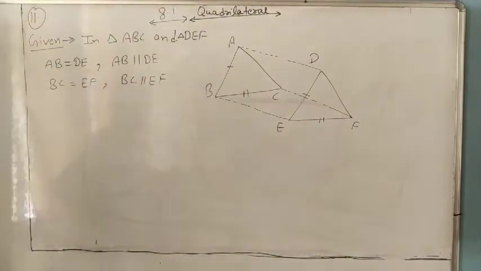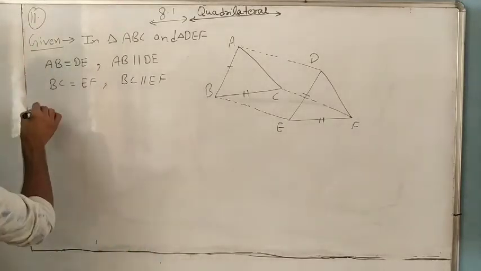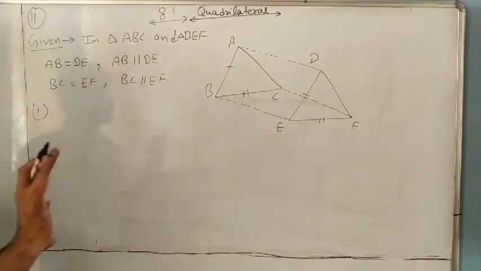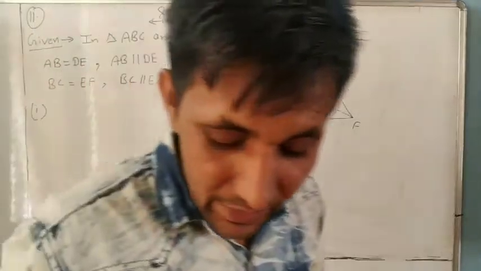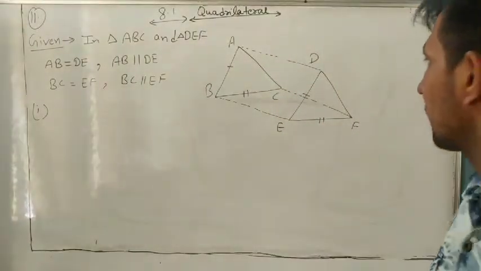Now we have to show that. This is a very easy question. There are 6 parts given, but they are very easy. First we will write what is given. First we prove that ABED is a parallelogram.